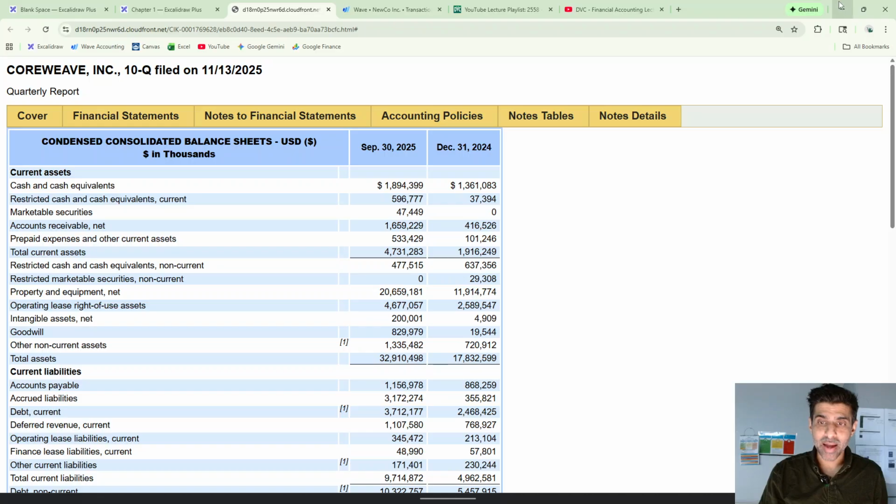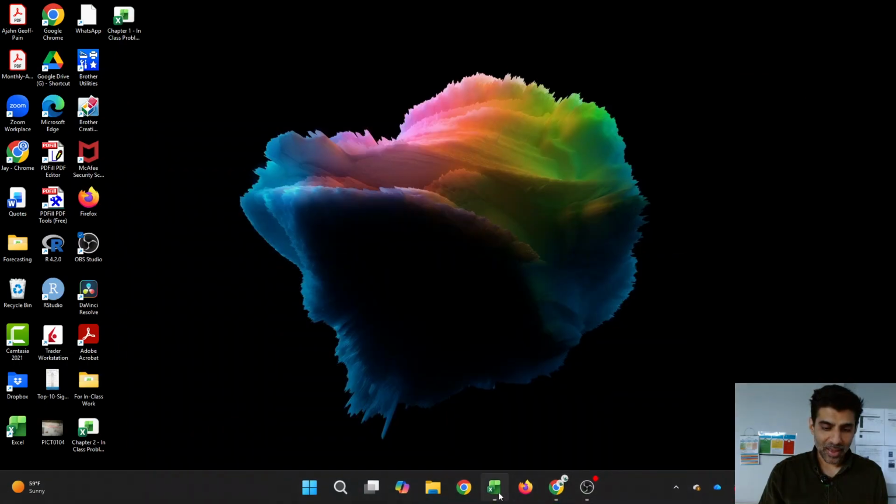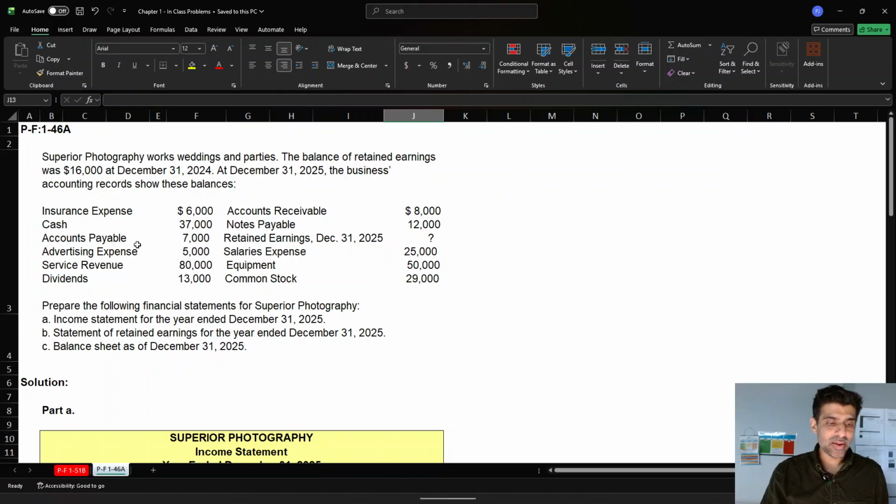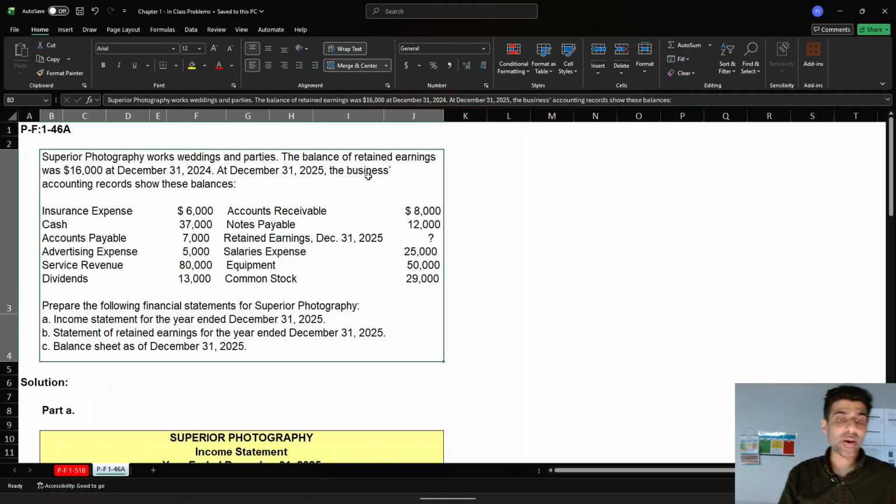But we're gonna practice doing a very simple example, and you can open your Excel sheet that we had from last class. And so you have this photography company. It's telling you that you had a starting balance of retained earnings as of the end of the previous year, which is the same as the beginning of the current year. And then at the end of 2025, just to highlight here where my cursor is, 16,000 as of December 31st, 2024. So that's the previous year.